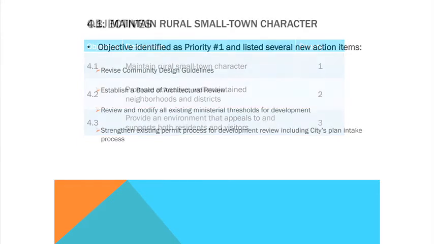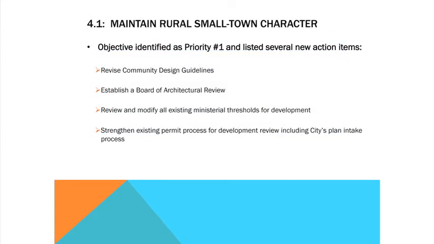So, maintaining a rural small town character. As I indicated, this was our top priority. We identified that one of the top action items under this was to look at our community design guidelines and then revise those, and put some effort into doing that.